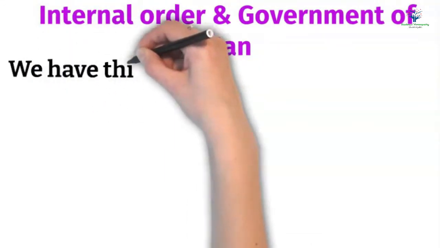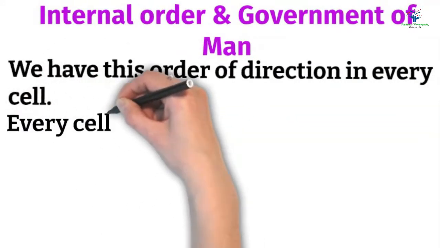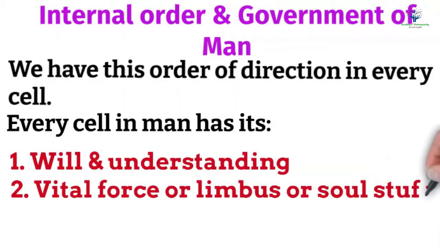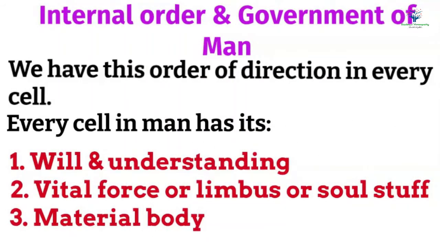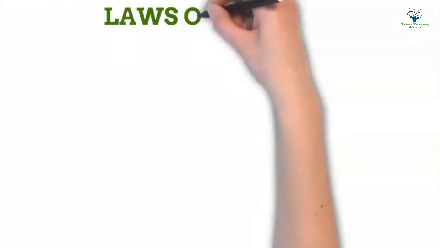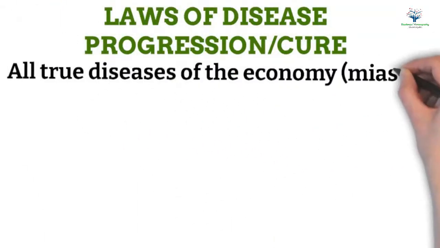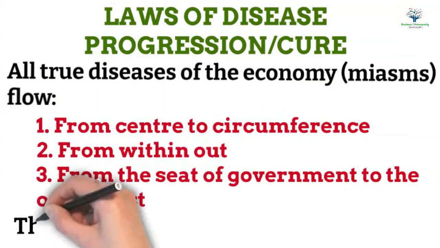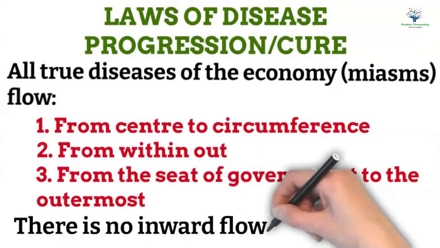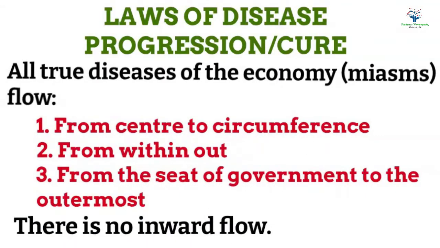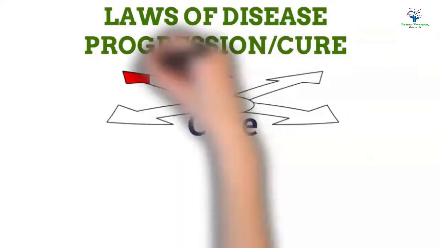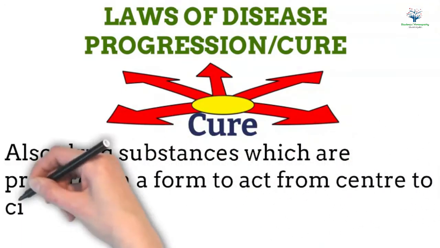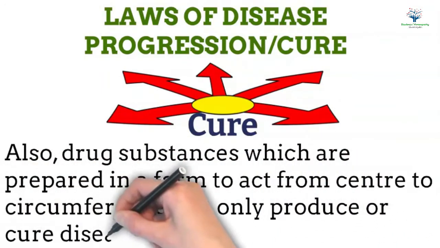We have this order of direction in every cell. Every cell in man has its will and understanding, its soul stuff or limbus or simple substance and its material substance. All true diseases of the economy flow from center to circumference, from within out, from the seat of government to the outermost. There is no inward flow. So cure must be from within out. Also, only those drug substances which are prepared in a form to do this from center to circumference can produce or cure the disease.